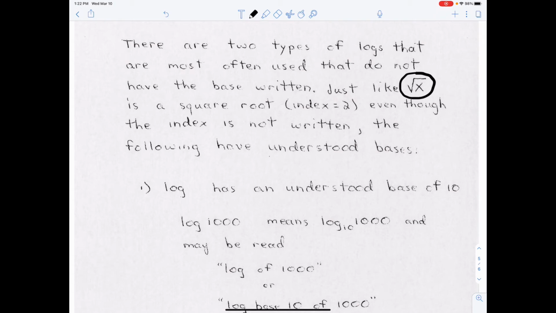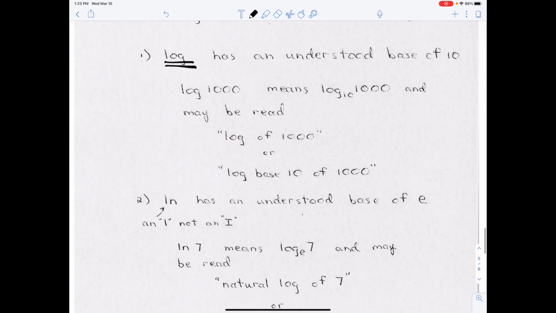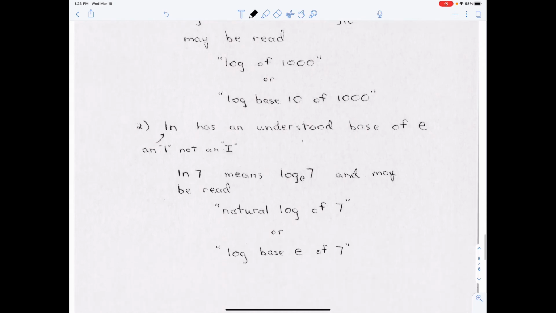Well, there are two types of logs that don't have the base written. First is just this, and that's a base 10. So log of 1,000 means log base 10 of 1,000, and you can read it either way. ln, it's not an I, by the way, it's ln, is something called a natural log. And it's got a log of the base e. Remember that number e. So natural log of 7 means log base e of 7, and you can read it either way.